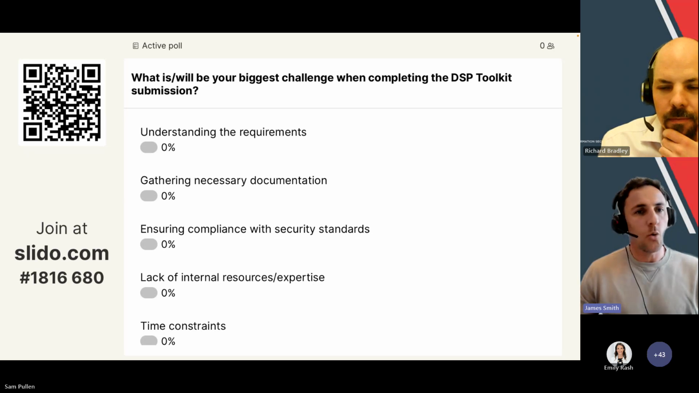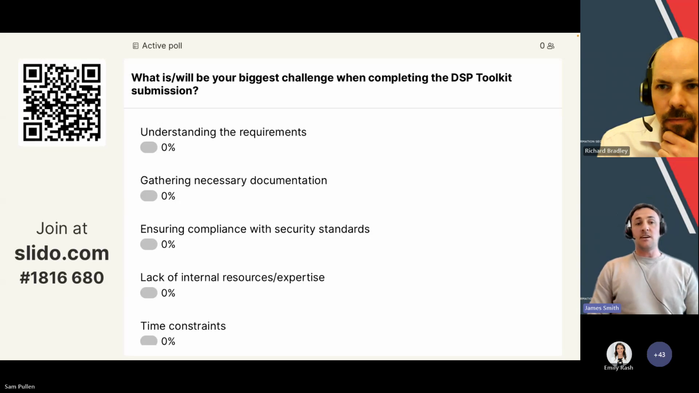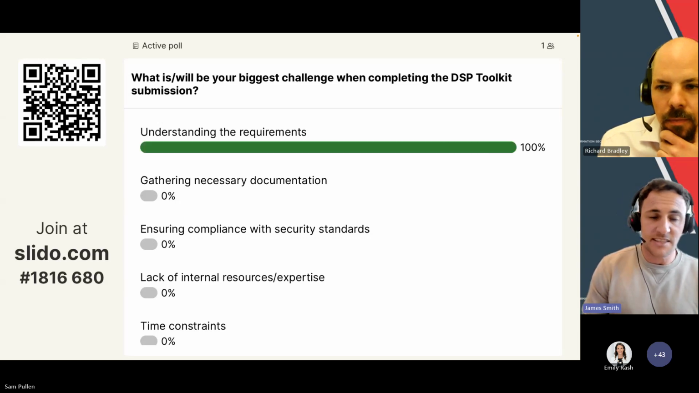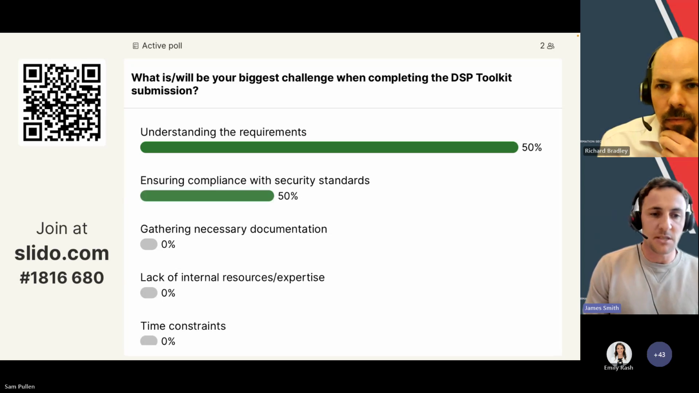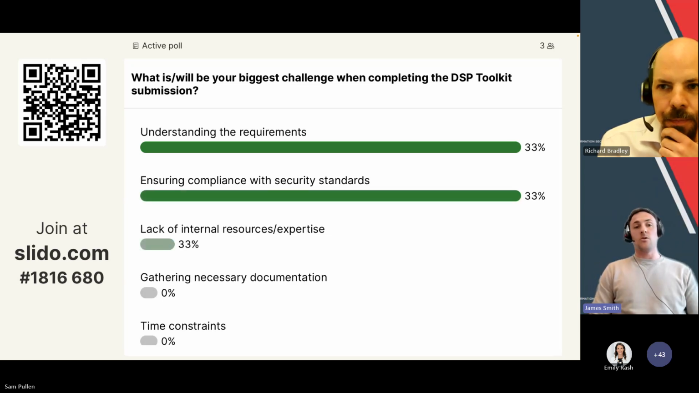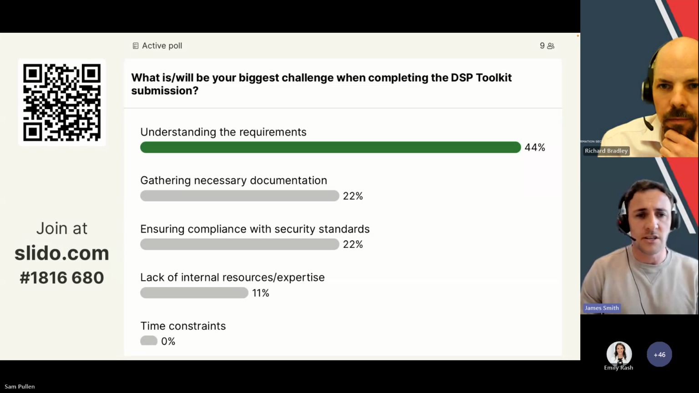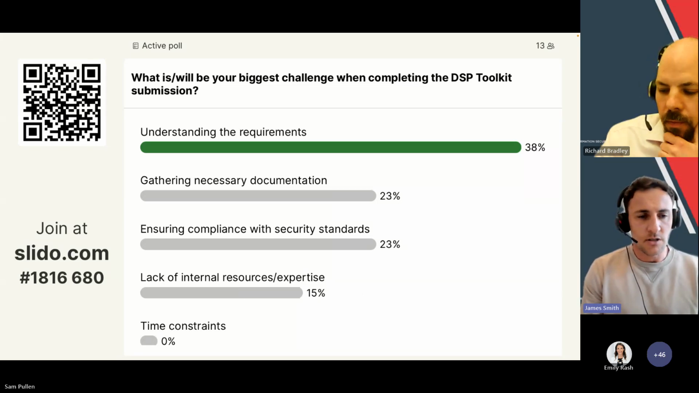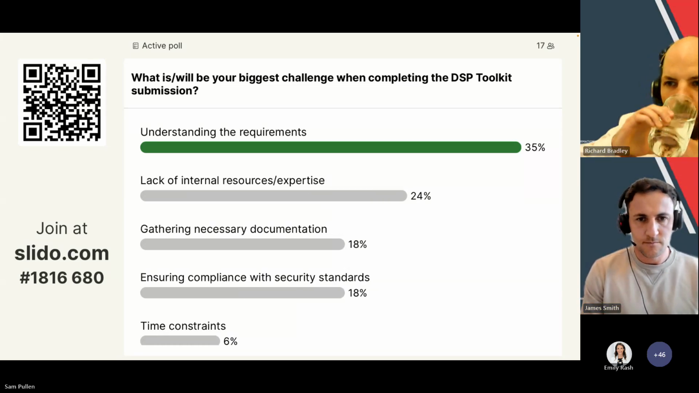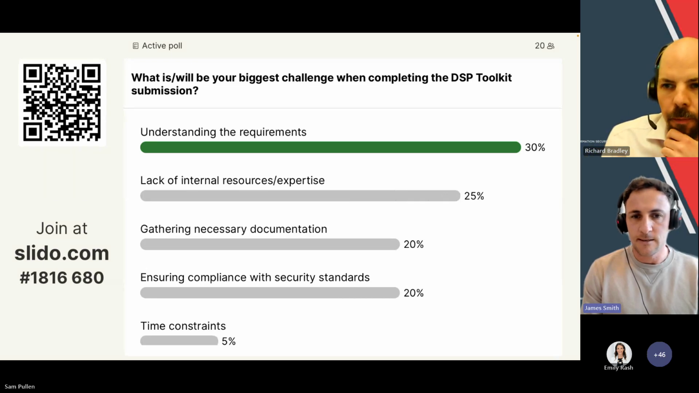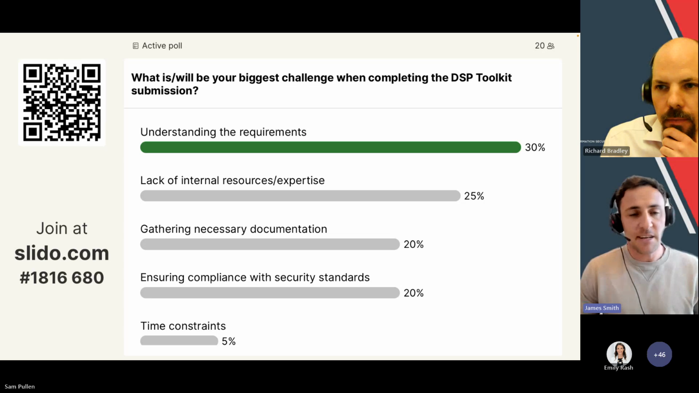Final one for us. What is or will be your biggest challenge when completing the DSP Toolkit submission? So understanding the requirements, gathering necessary documentation, ensuring compliance with security standards, lack of internal resources, expertise, time constraints, or I imagine a lot of the above or all of the above. Yeah, a nice blend across the board, guys. So hopefully we should be able to answer all of this as we go. Hopefully you know you're in good company here. Okay, Sam, next slide, please.